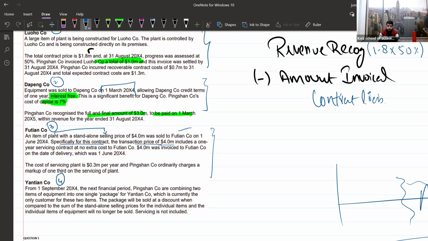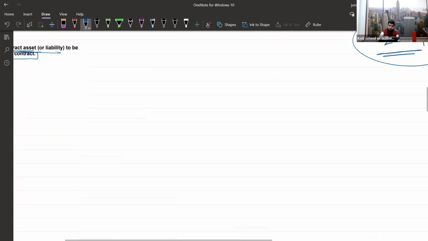It includes a 1-year service contract at no extra cost, which means the company will be charging 4 million and the price of plant is 4 million, but in addition to that, the company will provide 1-year free service to Futan company. 4 million was invoiced to the Futan company on the date of delivery. The cost of servicing the plant is 0.3 million per year. Pingshan company ordinarily charges a markup of 1/3 on servicing of plant.